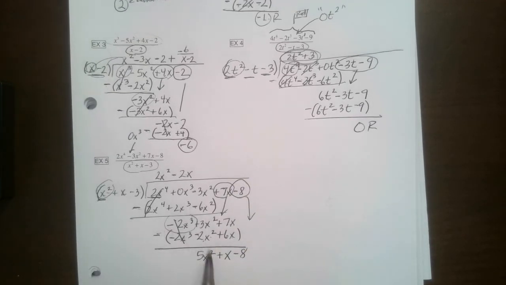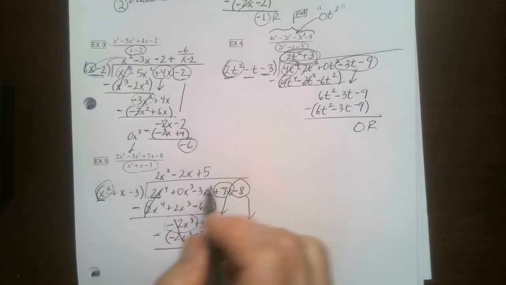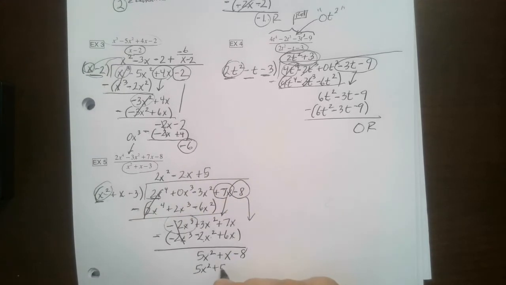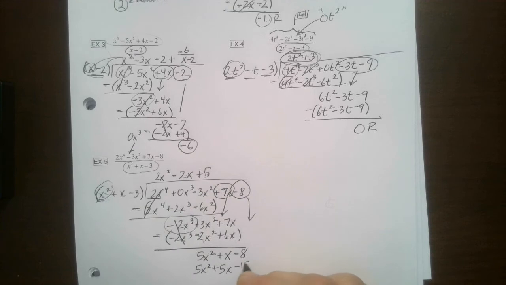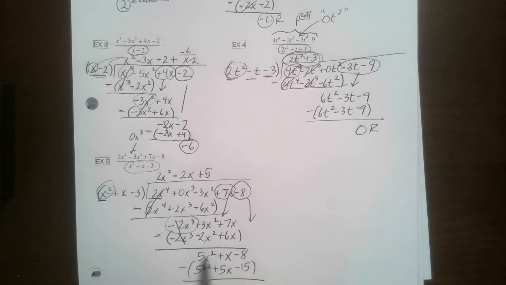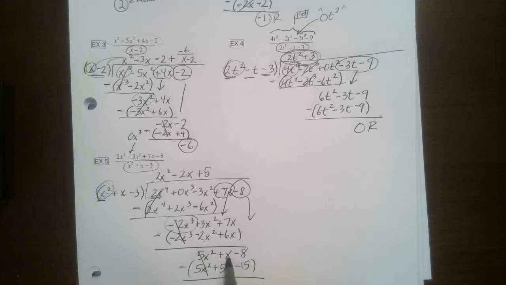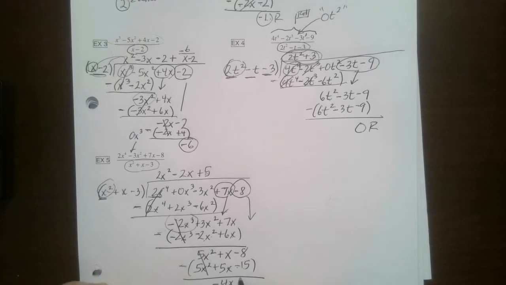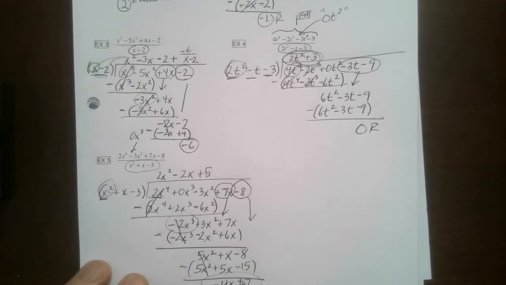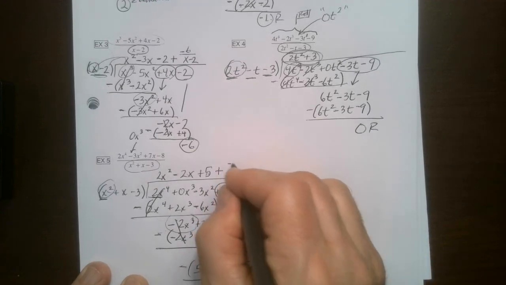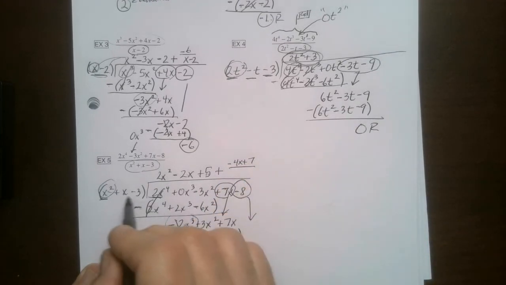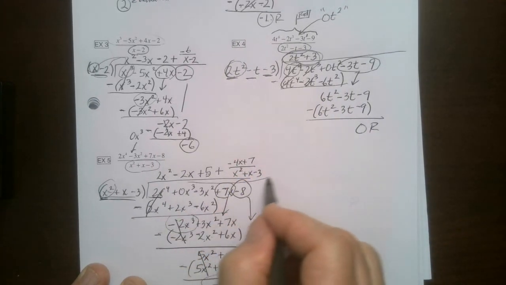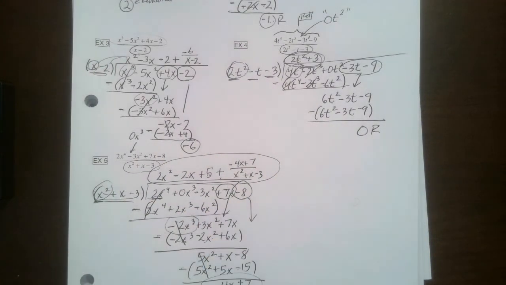Start it up again. What times this is this? 5. So 5 times this is 5x squared. Boom, boom, plus 5x. Boom, boom, minus 15. So now we're going to subtract. This minus itself, gone. X minus 5x, negative 4x. Negative 8 plus 15 is actually plus 7. There's my remainder. So I'm going to go plus negative 4x plus 7 all over this craziness. X squared plus x minus 3. That is a wild looking answer, but that's your answer. All right.